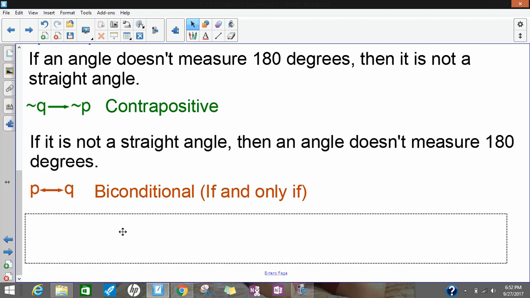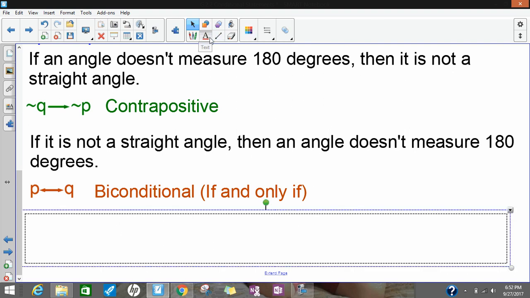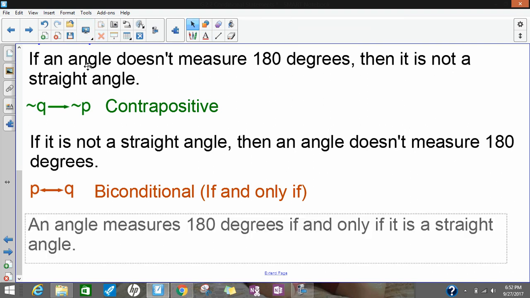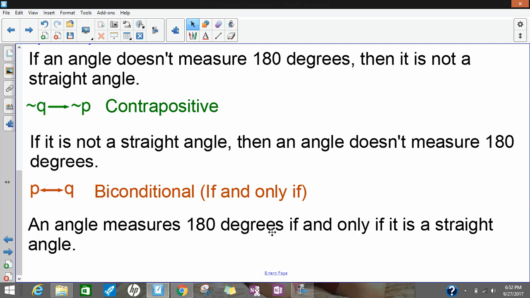Since my conditional and its converse were both true statements, I can write a biconditional. So I take P and I start with it. An angle measures 180 degrees. Put in there if and only if, and then I add Q. It is a straight angle. So there's no if-then here. I just take my P and Q, and in between them I write the words if and only if. So my biconditional says an angle measures 180 degrees if and only if it is a straight angle.